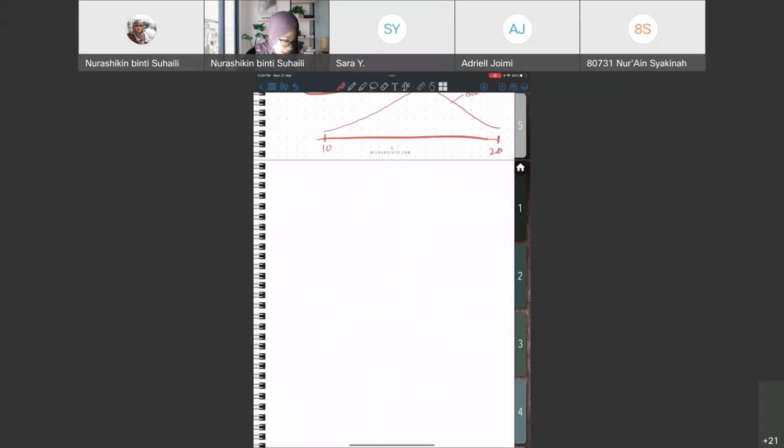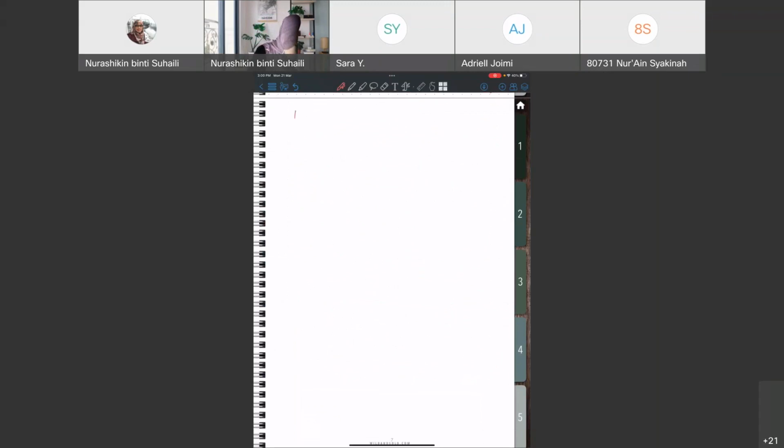For example, let's say I have 10,000 data again, and my parameter is the number of hours Malaysians spend on reading per week. So let's say my population just now is Malaysia. Population is Malaysia.